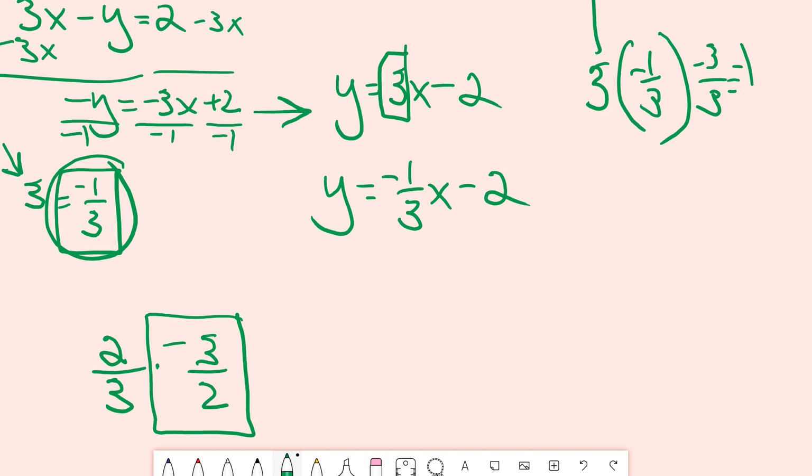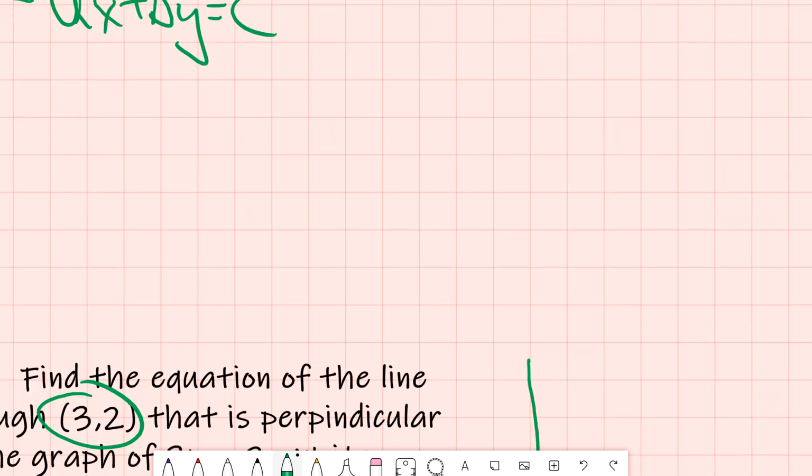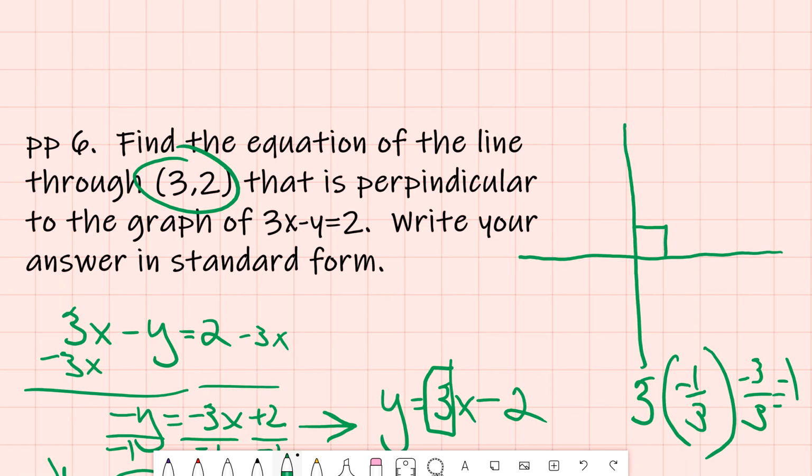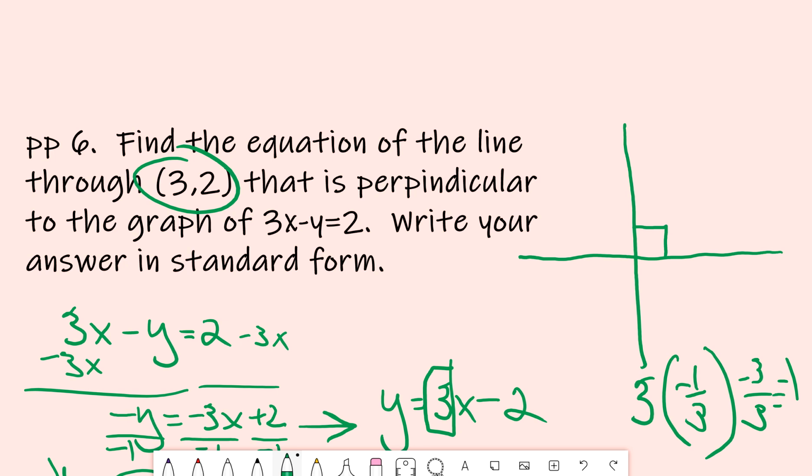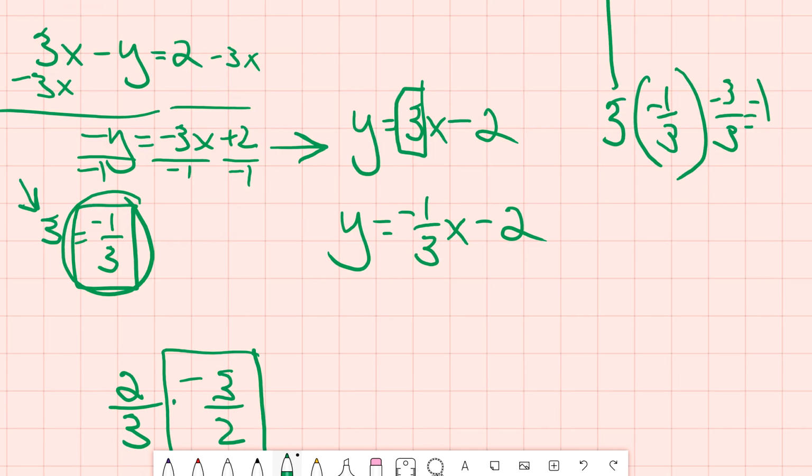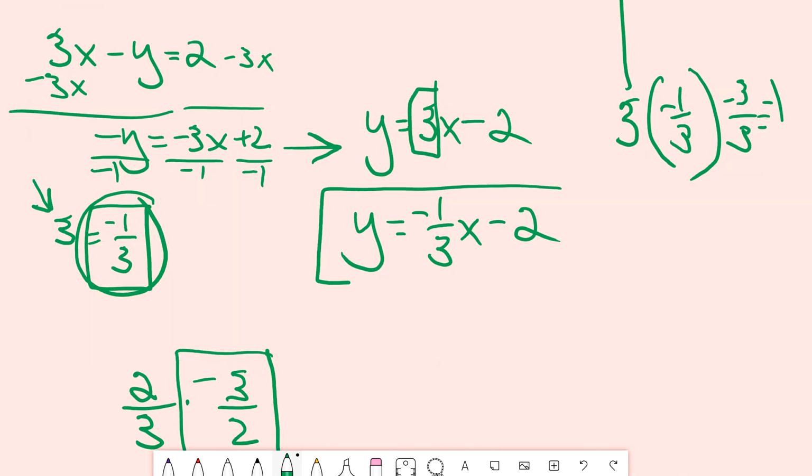because in the problem it says, find the equation of the line through (3, 2) that is perpendicular to the graph of 3x minus y equals 2, which is a line. Okay, so that would be my final answer here. The original slope was 3, but they wanted the line perpendicular to the slope of 3, and that's negative 1 over 3. I just substituted it out. The y-intercept stays the same.